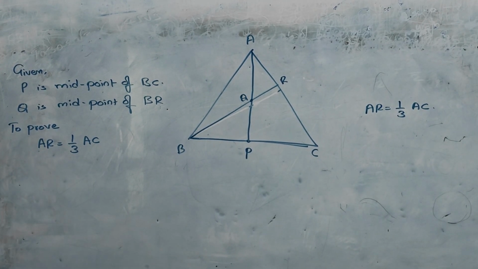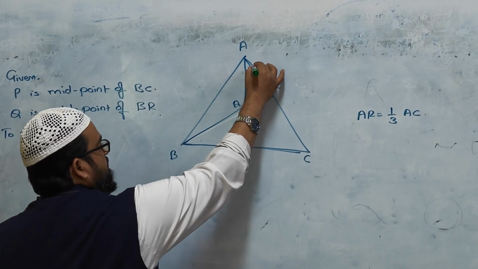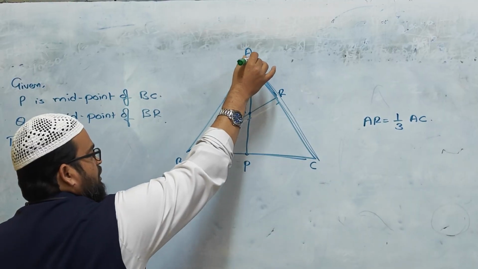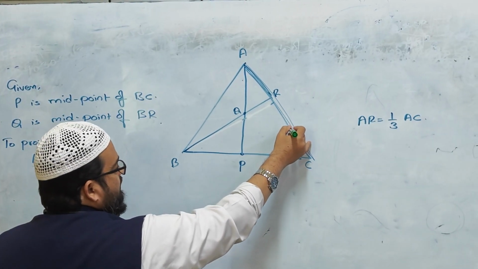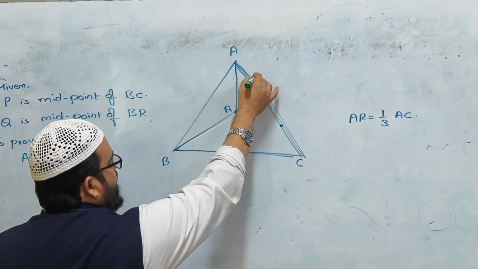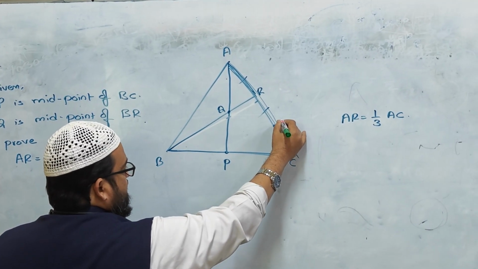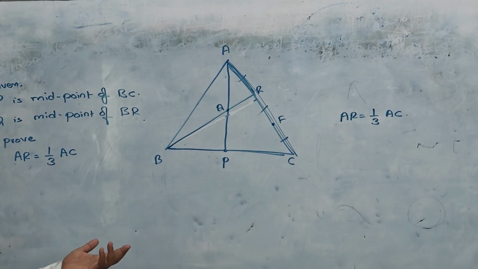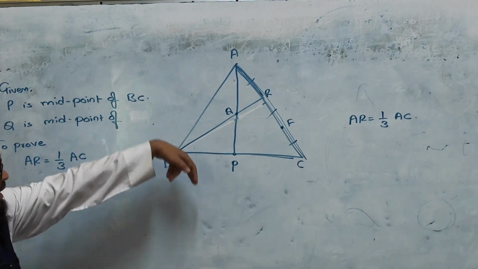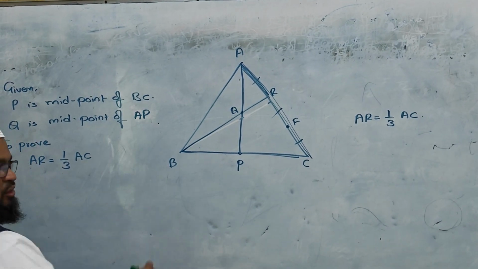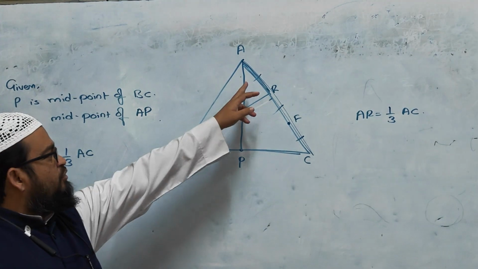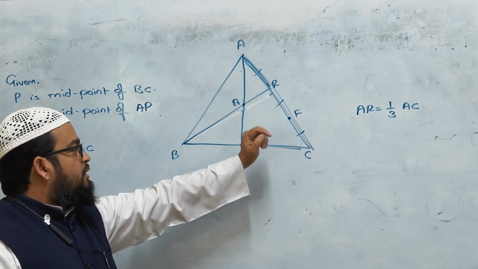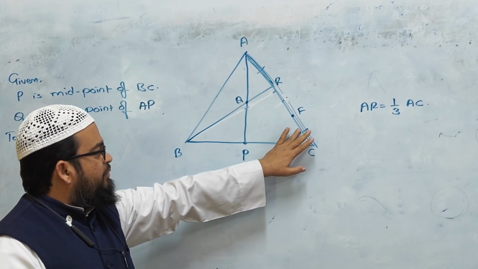So if you go through the problem, this is AR and you have to prove that this is 1/3 of AC. 1/3 of AC means what? There should be another point F where RF is equal to CF. Sorry, I have drawn AP, Q is the midpoint of AP. So we have to prove that this AC is trisected. This is not given, we have to prove it.